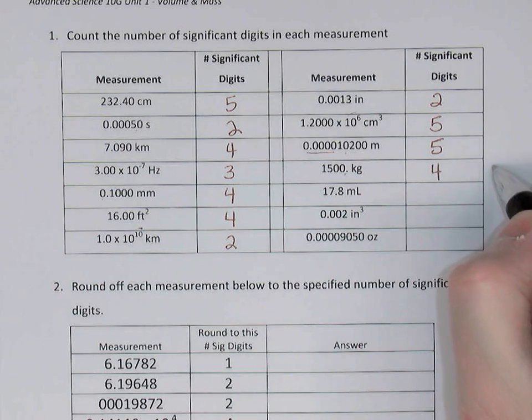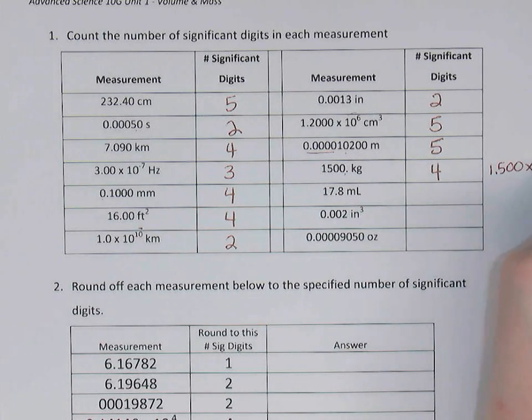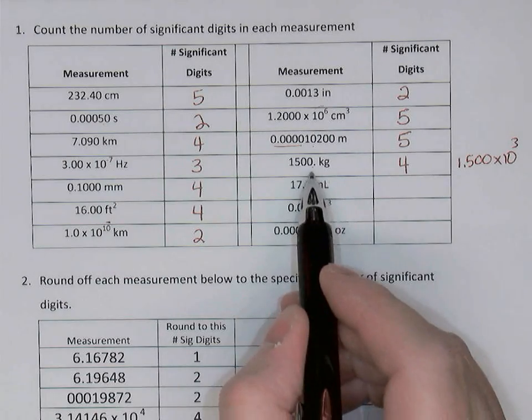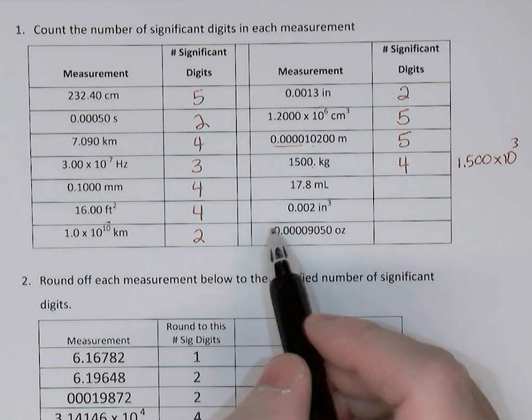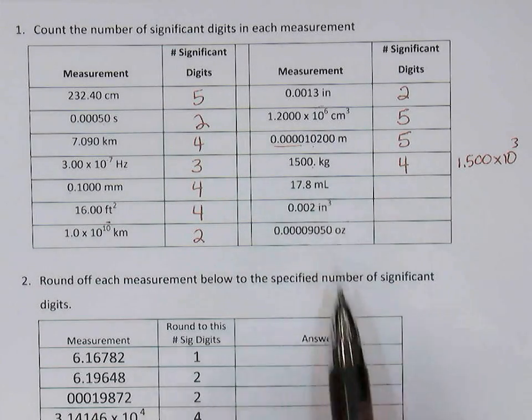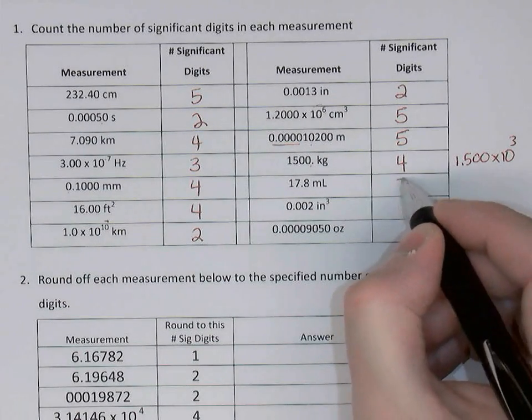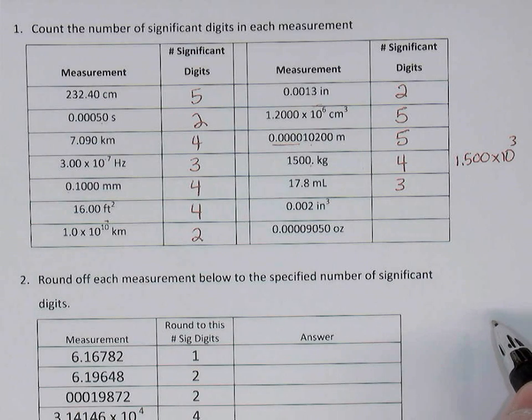The best thing to do would have been to write that in scientific notation, and now it's very clear that the 2 zeros are significant. But putting a decimal at the end like that was a way to communicate that all of the digits are significant. 17.8, 3 significant digits. There's no zeros in there to worry about.